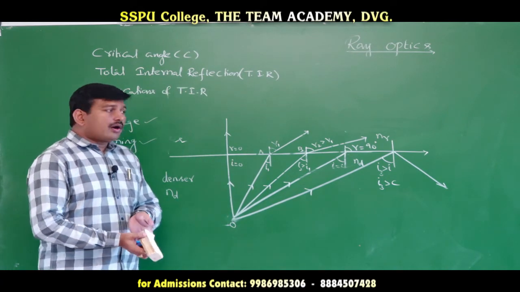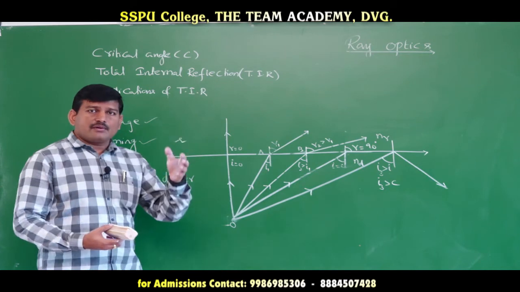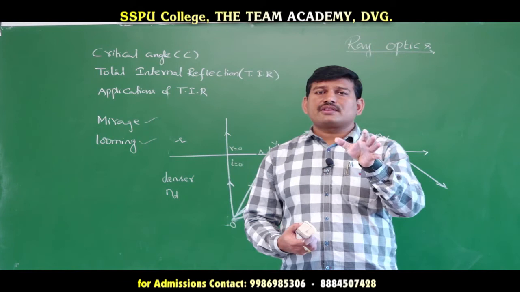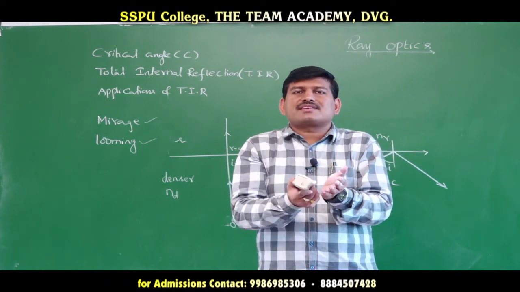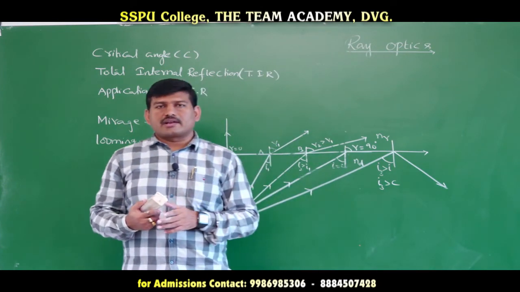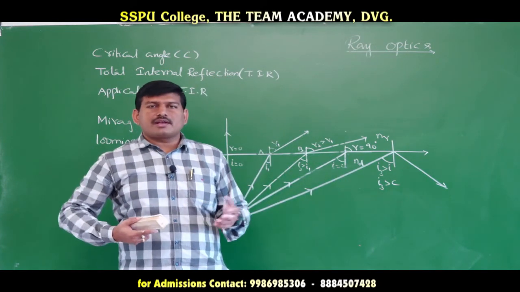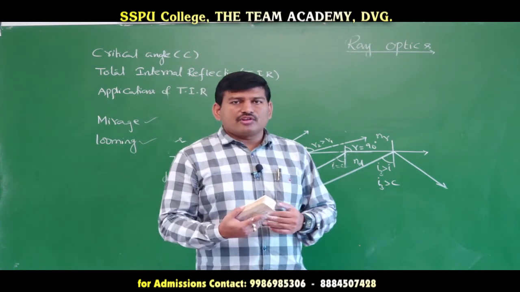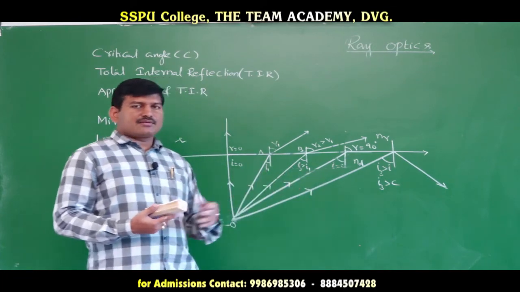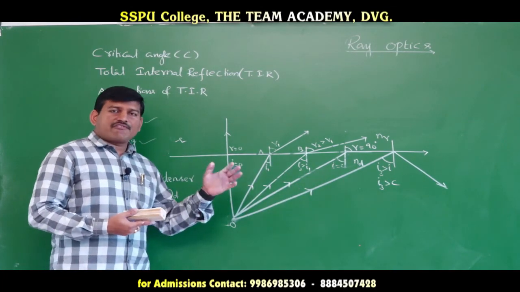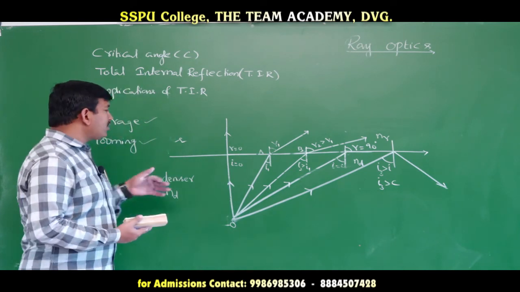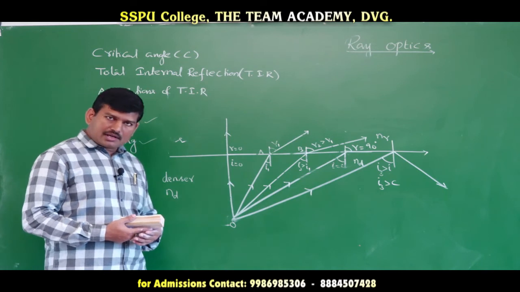Not only that, if you take a test tube and fill it with water, the walls of the test tube will be shining when it is kept in the sunlight. That is because of the total internal reflection phenomenon. So because of total internal reflection, we have so many phenomena that we notice in and around. The glittering of diamond is because of TIR. The totally reflecting prisms work on total internal reflection. Mirage and looming are optical illusions caused by total internal reflection.